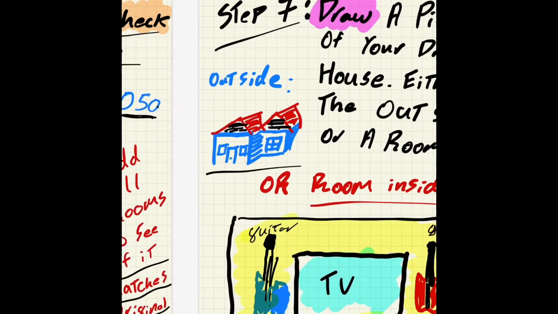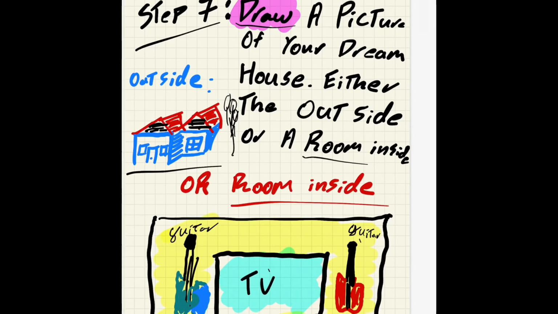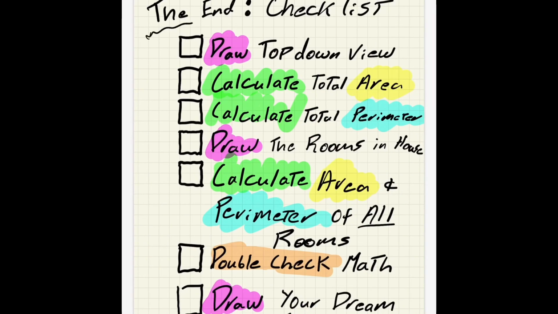Lastly, for step 7, now that you've done all the math, you can be as creative as you want with this, but I want you to draw a picture of your dream house. Either the outside, so show me what it looks like on the outside. If you want to add in trees or anything, you can. Make it as pretty as you want. Or draw a dream room inside. So this dream room would have a couch, a big TV, and a couple guitars on the wall for me. Okay? So, with that being said, that brings us to the end.